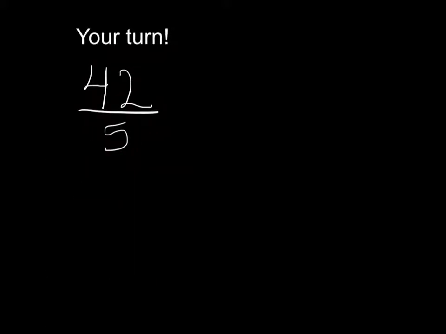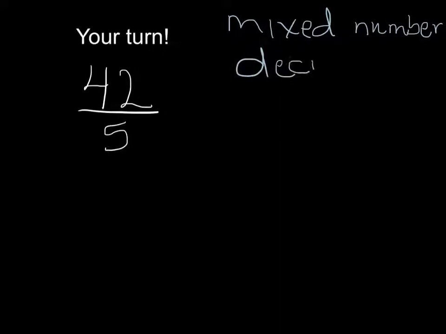And here we are. It's now your turn. 42 fifths. I need you to rewrite this as a mixed number and a decimal. You know what to do. Go ahead and pause the video. Work this out. And come back and let's check and compare our answers.